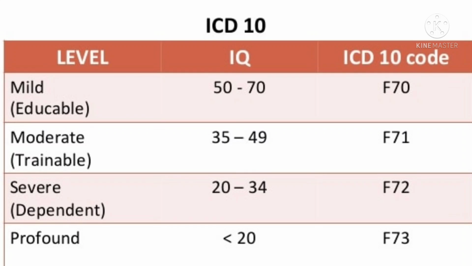First one is mild. Mild is known as educable. The IQ level is 50 to 70. Next one is moderate. That is called trainable. The IQ level is between 35 to 49. Next is severe. It's called dependent. That is IQ level 20 to 34. The last one is profound. Profound needs life support. That is IQ level less than 20.